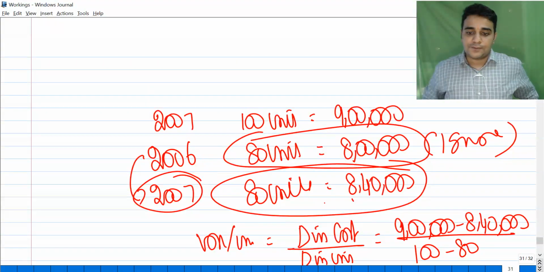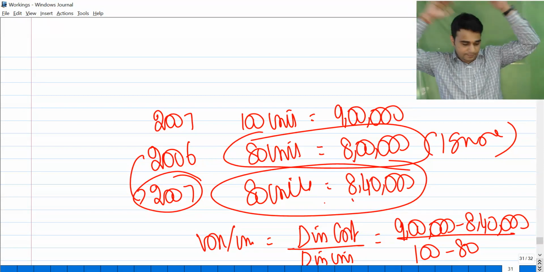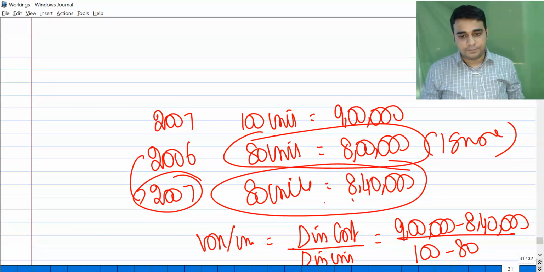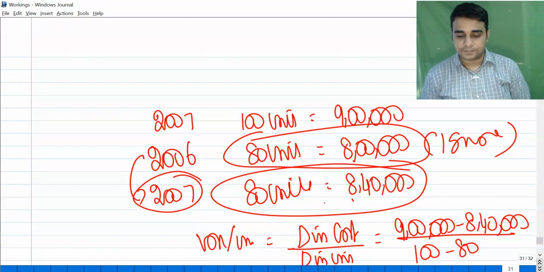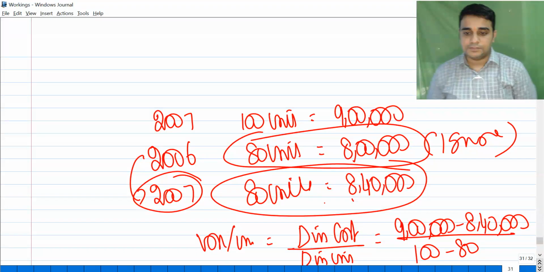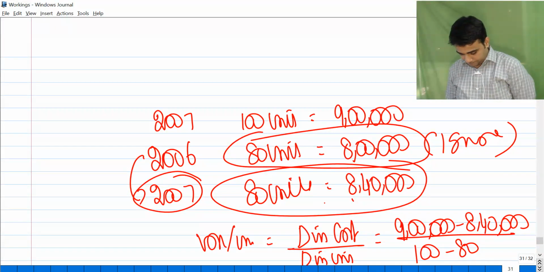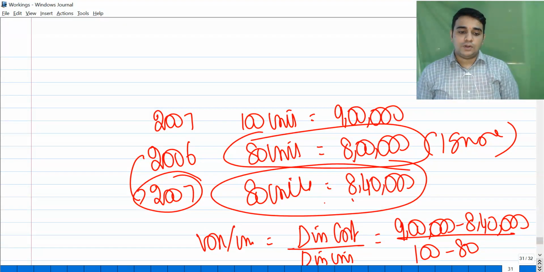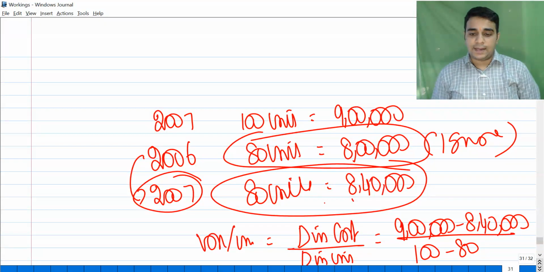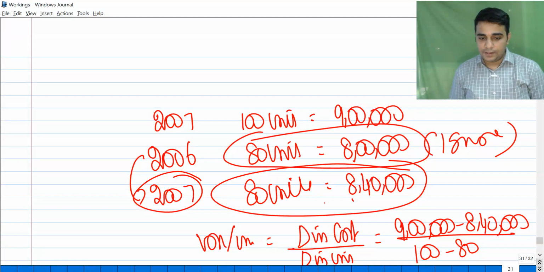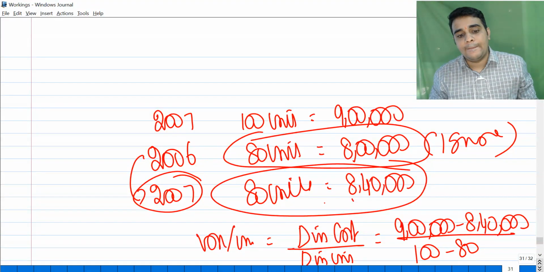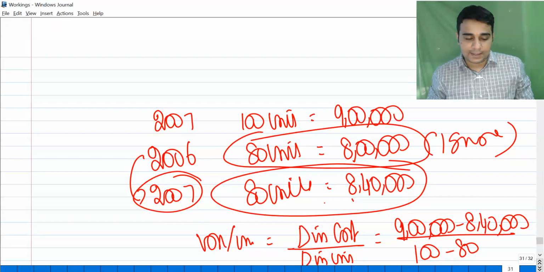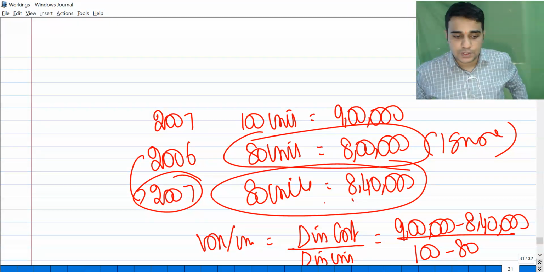Now write this. Note 1, analysis of overhead. (2007) 100 units equal to 9 lakh. (2006) 80 units equal to 8 lakh.